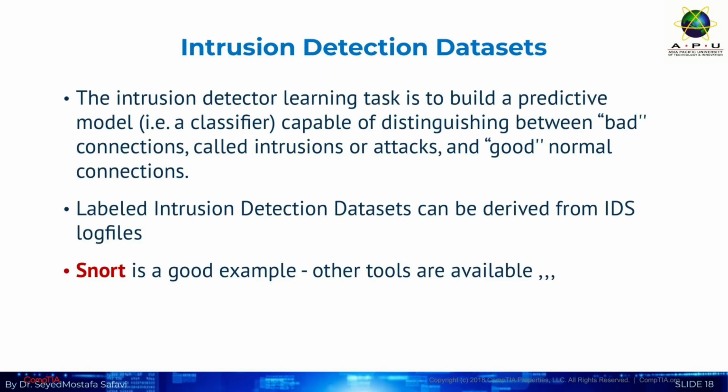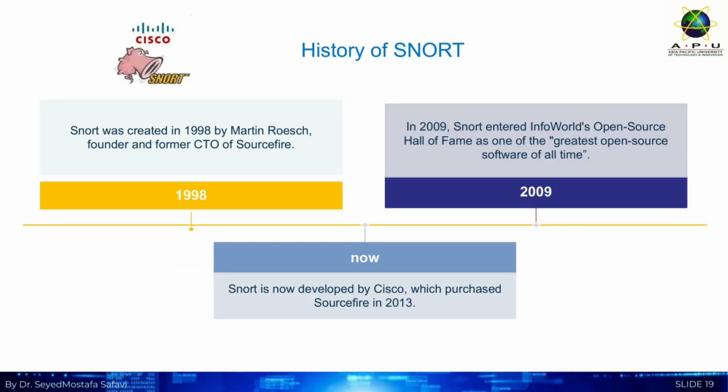Recalling our earlier discussion, intrusion detection datasets are crucial for building predictive models. These datasets can be derived from IDS log files, with Snort being a good example. It's important to know the history of a key tool like Snort. It was born in 1998, received huge acclaim in 2009 for its open source contribution, and is now developed and maintained by Cisco. This tells you it's not just a niche academic tool, it's a professional, industry-standard piece of software.